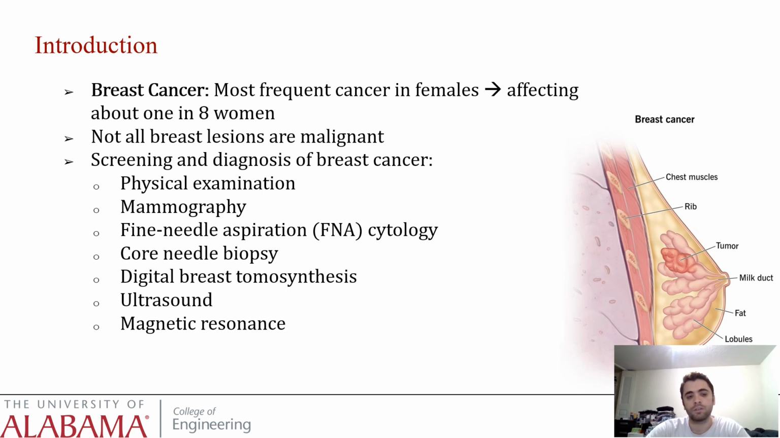There are different ways of screening and diagnosing breast cancer cells. One way is physical examination, another is mammography, third is fine needle aspiration cytology, fourth is core needle biopsy, fifth is digital breast tomosynthesis, sixth is ultrasound, and the last one is magnetic resonance. In this work, we will focus on the fine needle aspiration (FNA) cytology method because our dataset is based on that kind of examination.